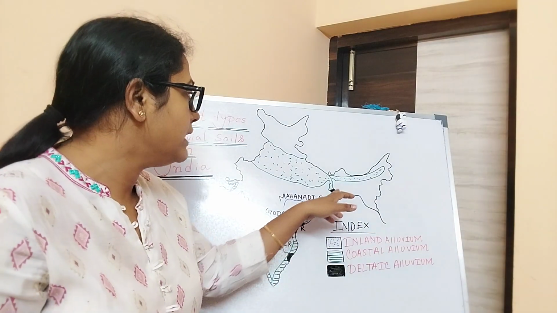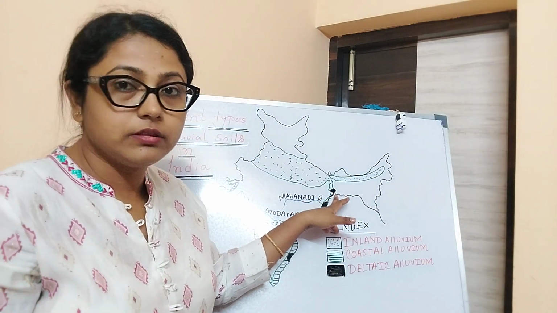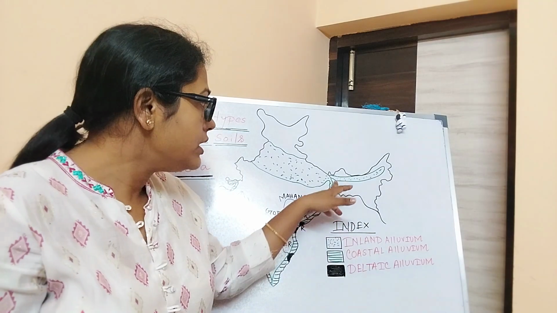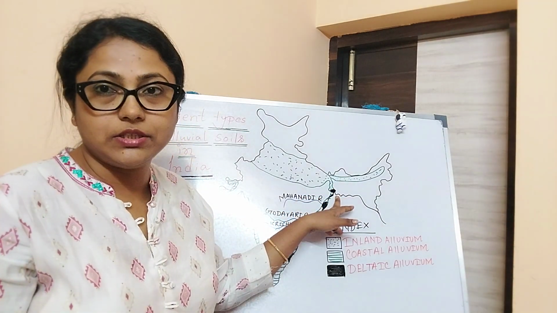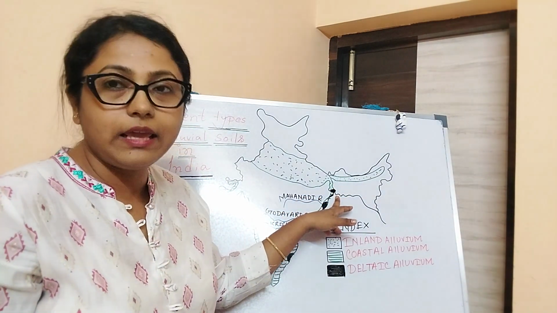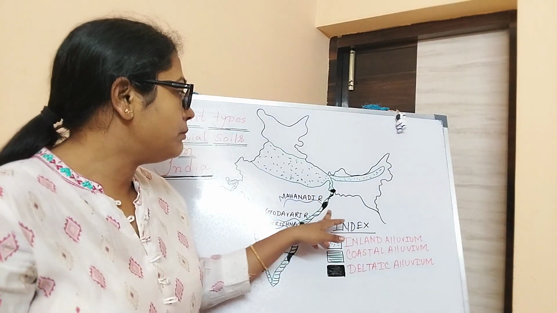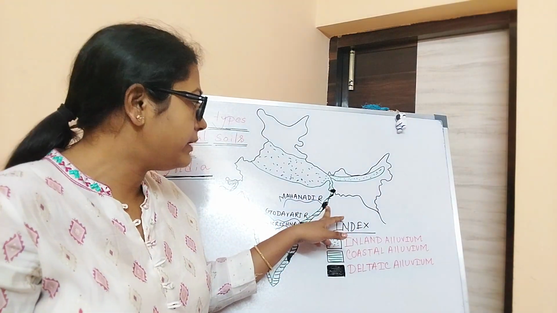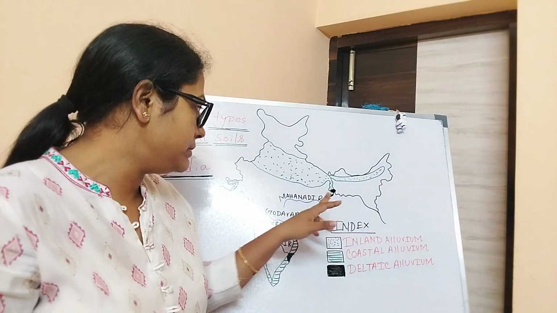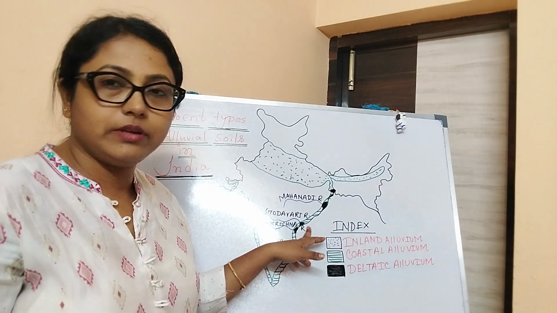Deltas are formed by the Ganga and Brahmaputra rivers, the largest delta, as you all know. So, near the Sundarban delta region, this part is under the deltaic alluvium. Second one is the Mahanadi river delta. So, near the Mahanadi river delta, deltaic alluvium is found. Third one is the Godavari river delta.